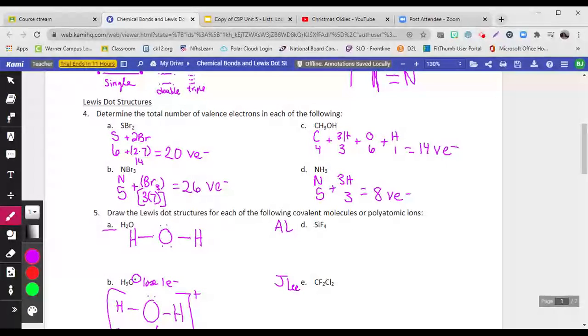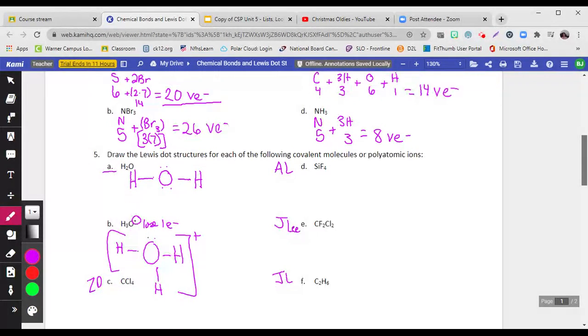For these, you can see that we have determined the number of valence electrons. And so what we've done here is sulfur has 6 valence electrons. Bromine has 7, and there's 2 of them. So we would take 2 times 7, which gives us 14. And then we have 20 valence electrons. And so those are pretty easy there.